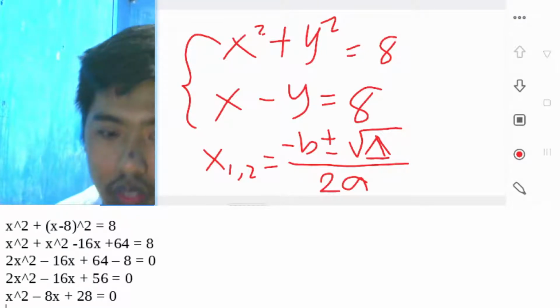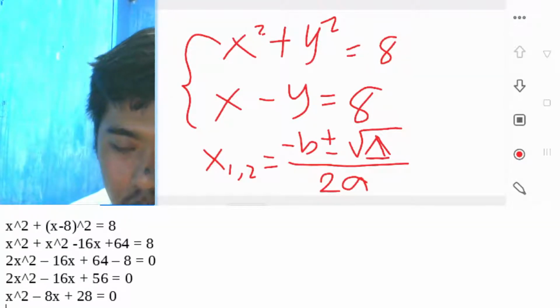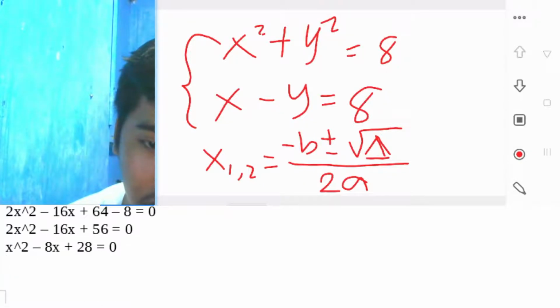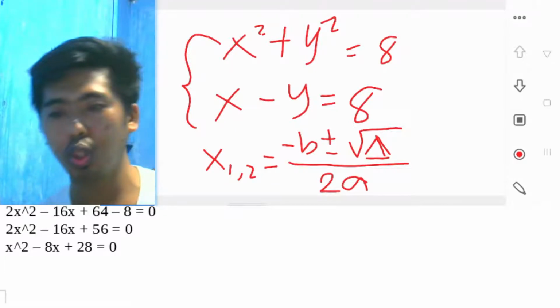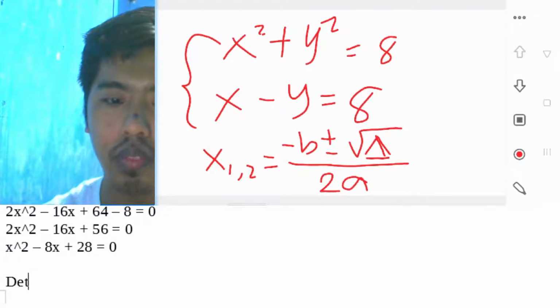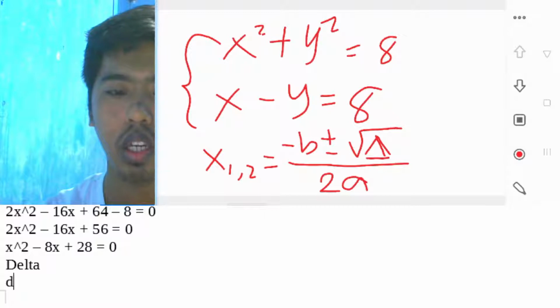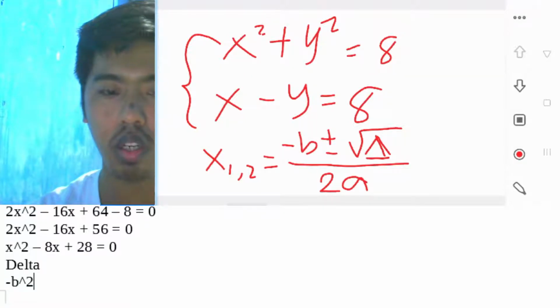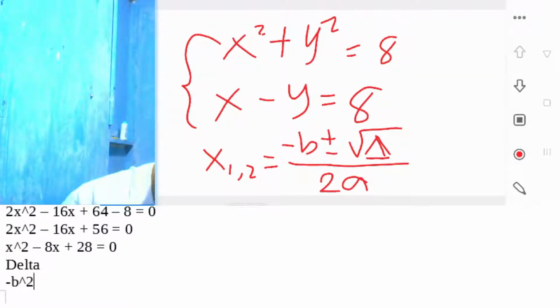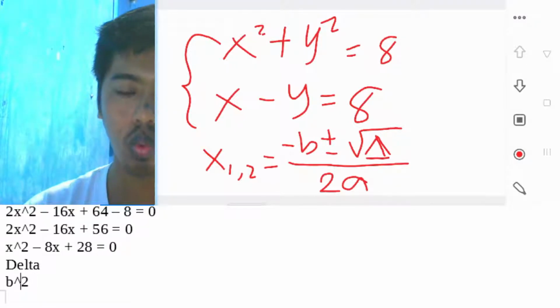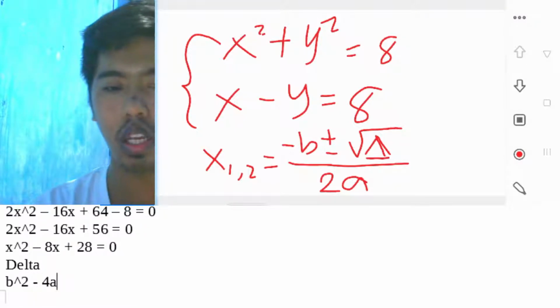Now, as we can see, x squared minus 8x plus 28, dili na nato na siya ma-simplify because this is a quadratic equation. So meaning we're going to use the same format or the same solution. Let's start with the delta. What's the delta? Negative b square? No, wala yung negative. B square minus 4AC.